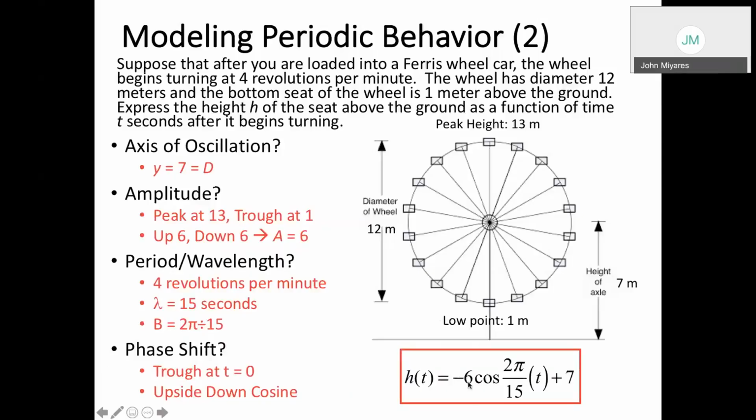6 is the amplitude. 2 pi over 15 is going to be 2 pi divided by the wavelength. The plus 7 is because my axis of oscillation is going to be 7. Nothing being added or subtracted to the t because there is no phase shift.